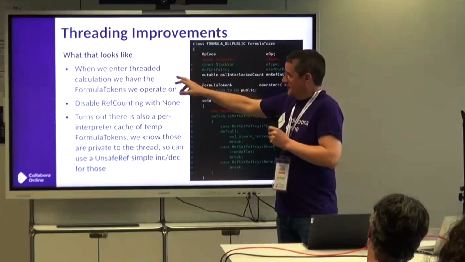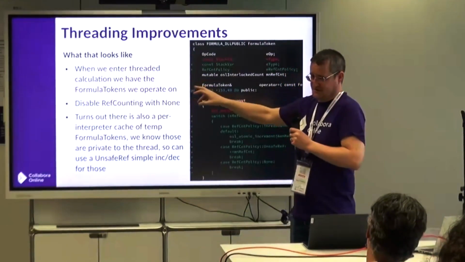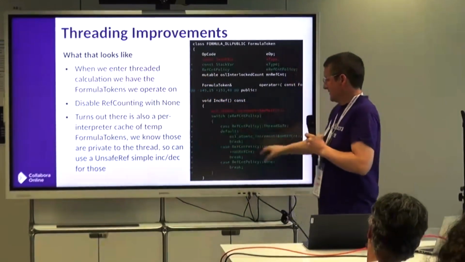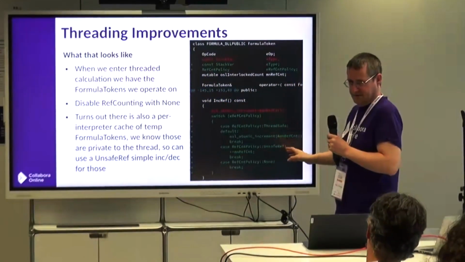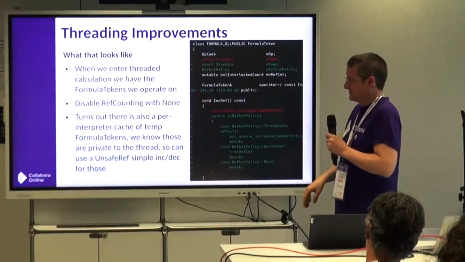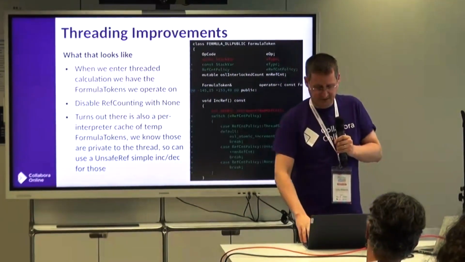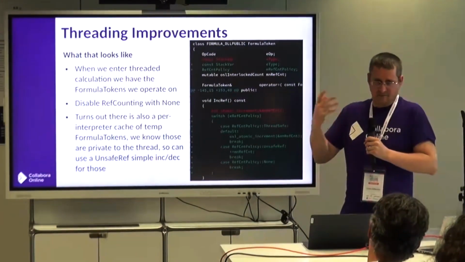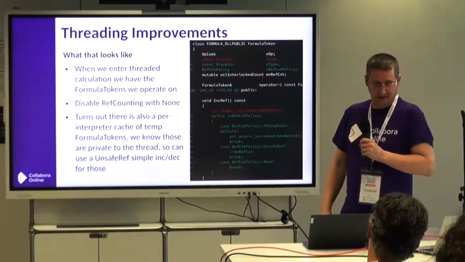For the other ones that were passed in, that we know we're going to leave in the same state we started with, we can turn off any reference counting whatsoever during that period, and then we can restore reference counting when we have finished the threaded calculation. And the actual number of formula tokens we're talking about is relatively tiny compared to anything.